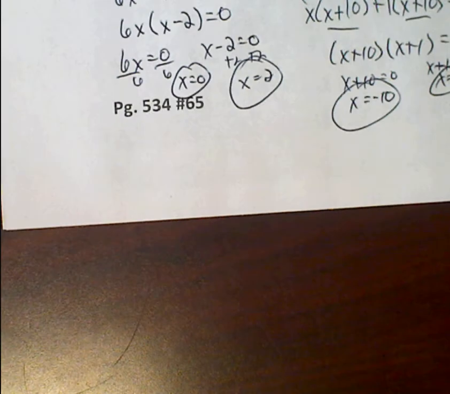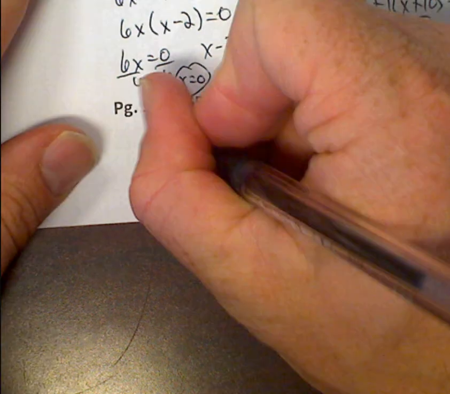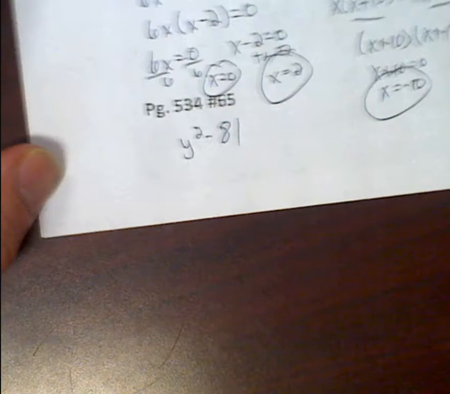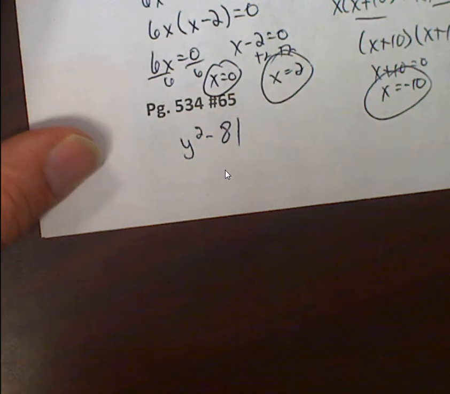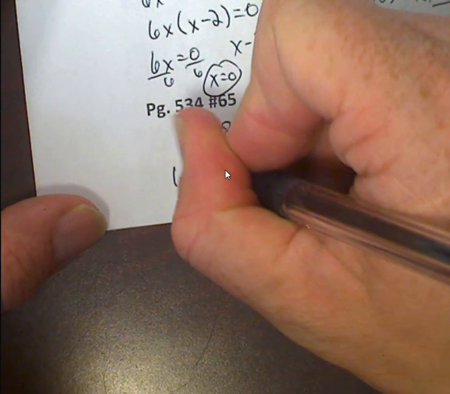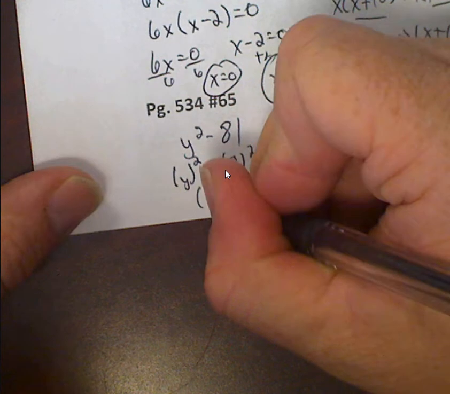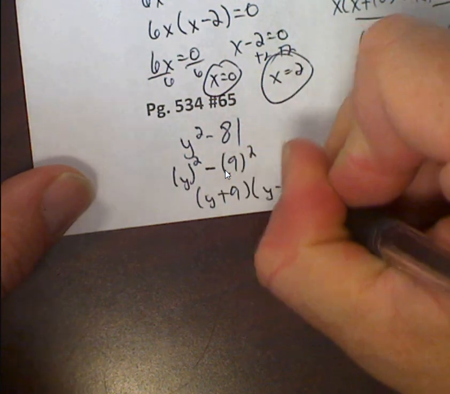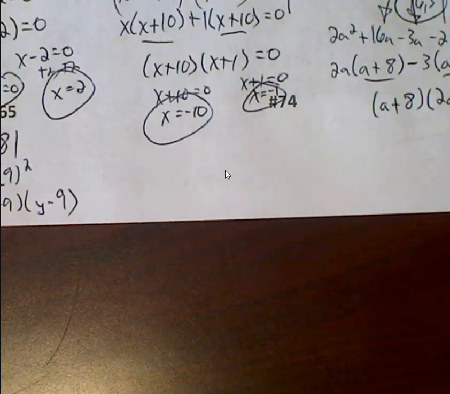Page 534, number 65. I have y squared minus 81. It's not a trinomial. I can't take anything out, so it might be a difference of squares. Y squared, 9 squared, so it works. Y plus 9, y minus 9. Number 74.